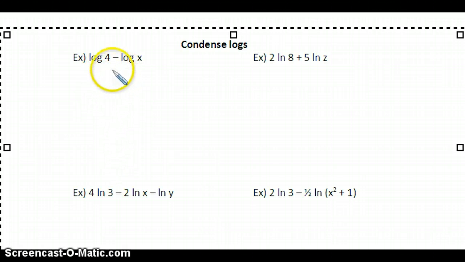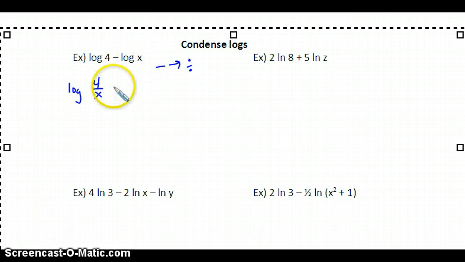So we're working backwards now. In the previous section when we saw division, we would think subtraction. When we saw multiplication, we think addition. Well, in this section, when we see subtraction, we want to look to condense it by writing it as division. So when I see 2 logs that are being subtracted, I could write it as 1 log that is being divided. First log divided by the second log.